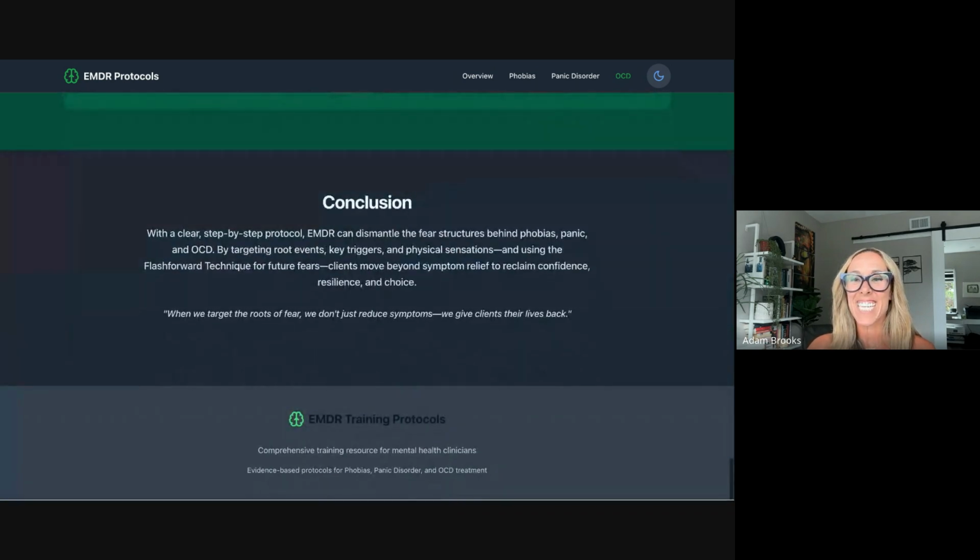So that is EMDR protocols for phobias, panic disorder, and OCD. With a clear step-by-step protocol, EMDR can dismantle the fear structures behind phobias, panic, and OCD by targeting the root events, key triggers, physical sensations, and using the flash-forward technique for future fears. Clients can move beyond symptom relief to reclaim confidence, resilience, and choice. So when we target the roots of fear, we don't just reduce symptoms, we give our clients their lives back.